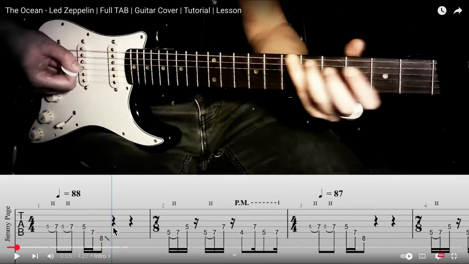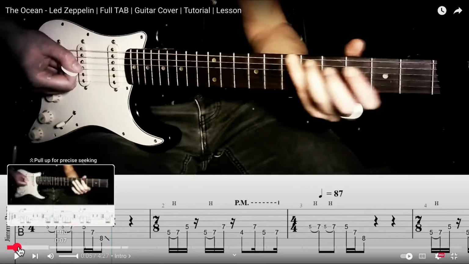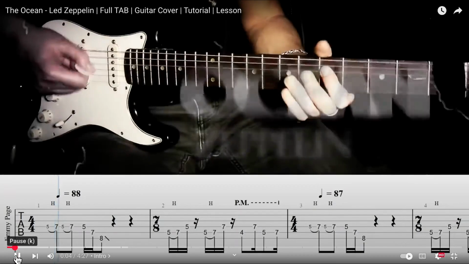So here's a bar of 4/4 followed by a bar of 7/8. 1, 2, 3, 4, 5, 6, 7, 8. 1, 2, 3, 4, 5, 6, 7. 1, 2, 3, 4, 5, 6, 7, 8. 1, 2, 3, 4, 5, 6, 7. And that's how this works. This particular piece has a grouping of 2 followed by 2 followed by 3. So 2 plus 2 plus 3. Let's take a listen to this a little bit.